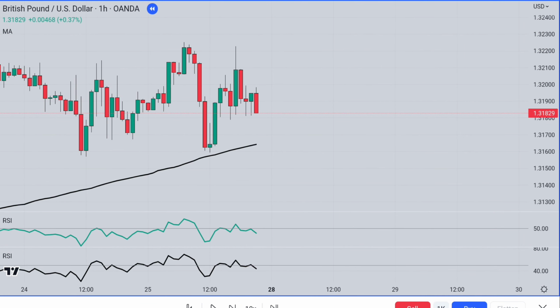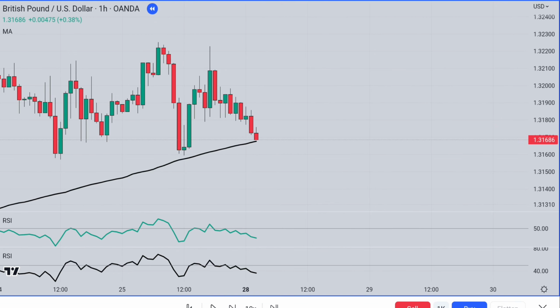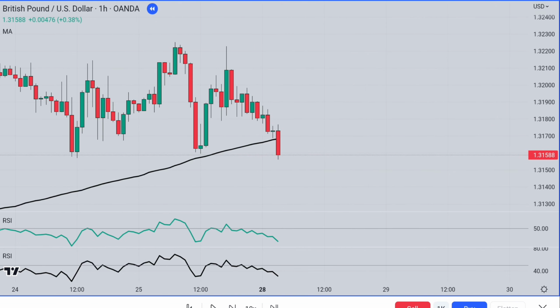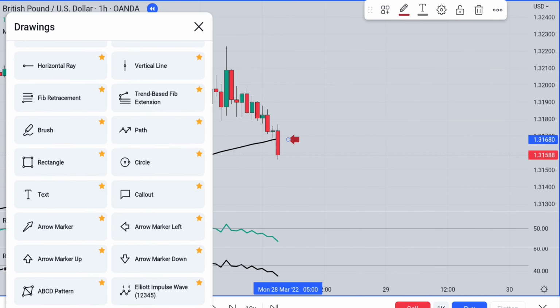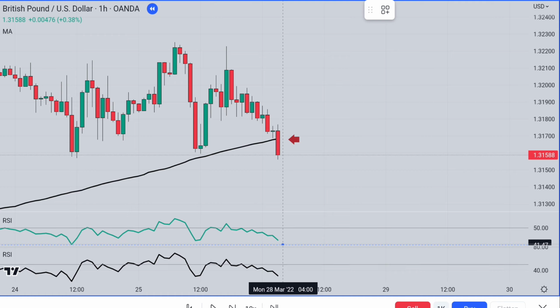Let's take a look at another example of a short position. Remember, the rules are simple. The price must close below the moving average line, and the green RSI line must also drop below the 50 level.